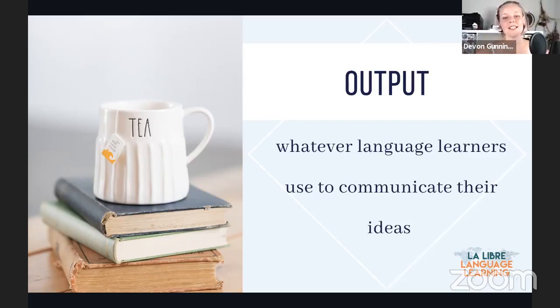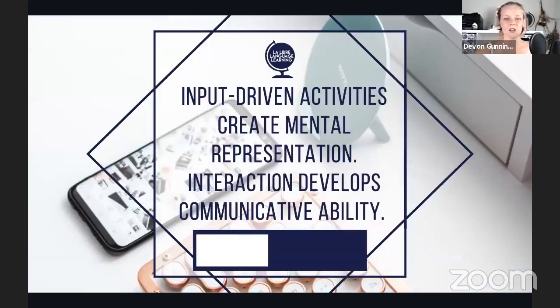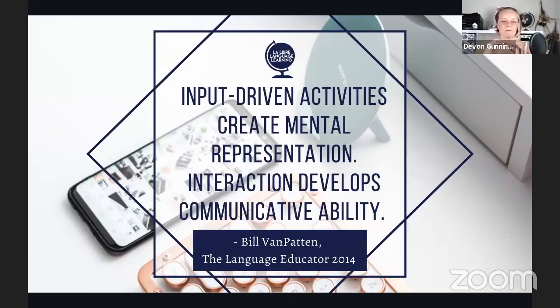Another important term for us is output. Output is whatever language learners use to communicate their ideas. So we're going to hold on to that term later. Okay. So here's where this becomes very important.